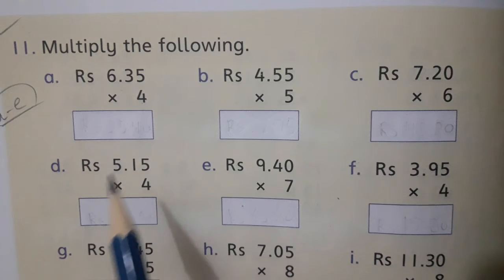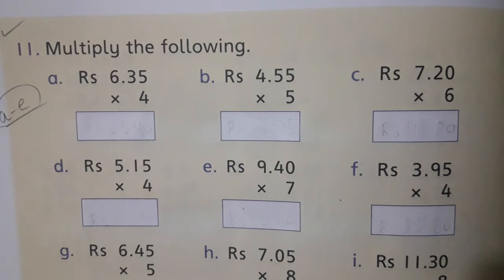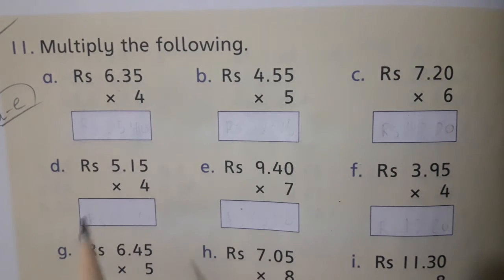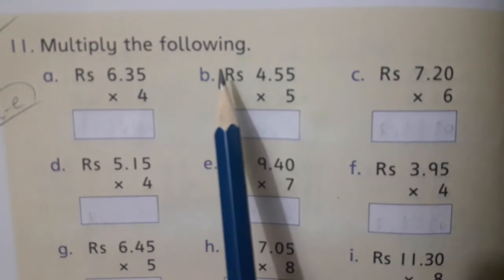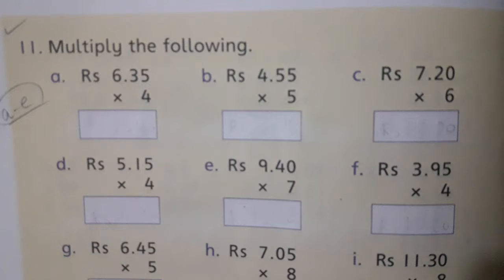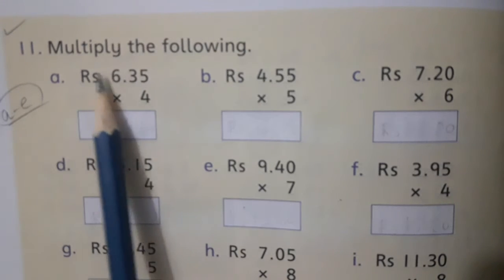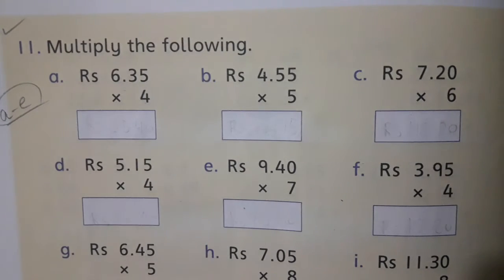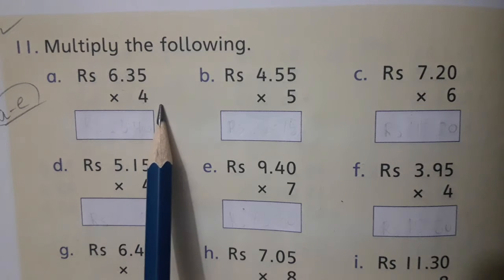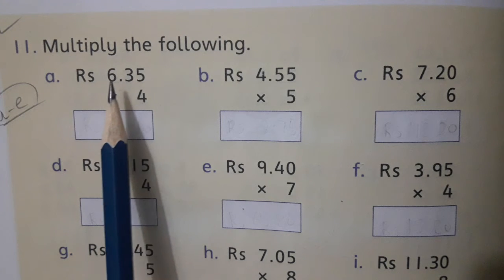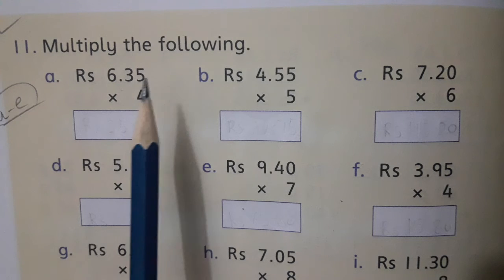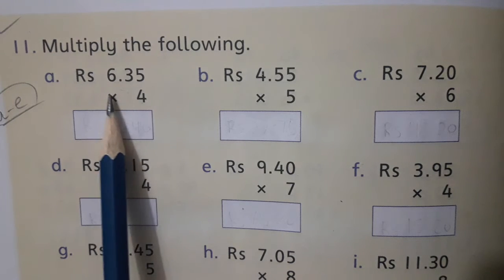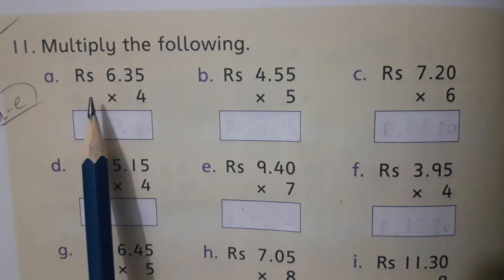Students, open your Math Countdown book 3, page number 134, and today we are doing question number 11. Multiply the following. Look at part A. Rupees 6.35 multiply 4. Students, these are simple multiplication questions as you have already done in your first term.